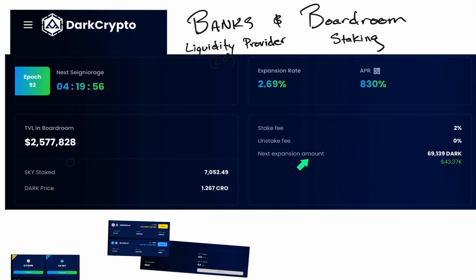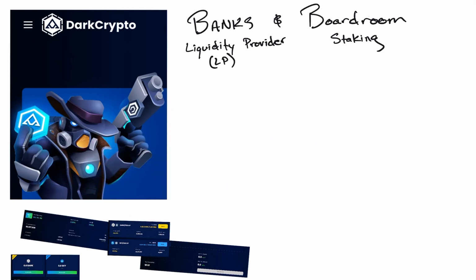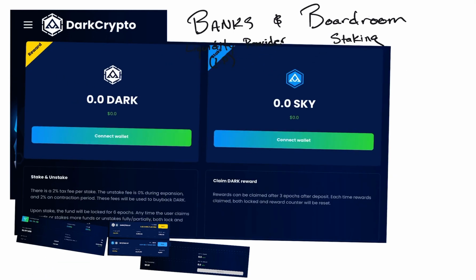And then here we go, next expansion amount. So it's telling us at the end of this, when this timer finishes counting down, it is going to dole out 69,139 Dark in rewards, with an approximate value of $43,370. All right, there we go. So a little more on boardroom.